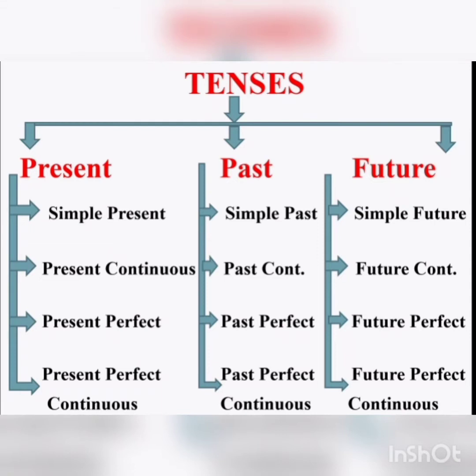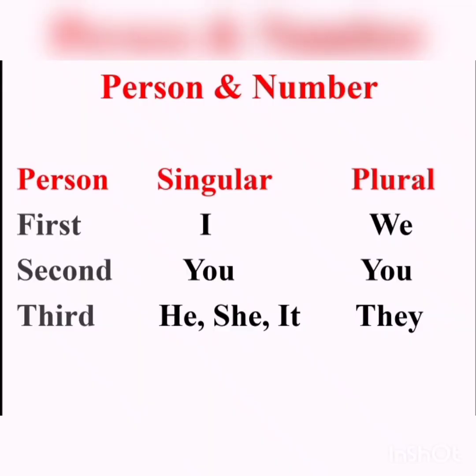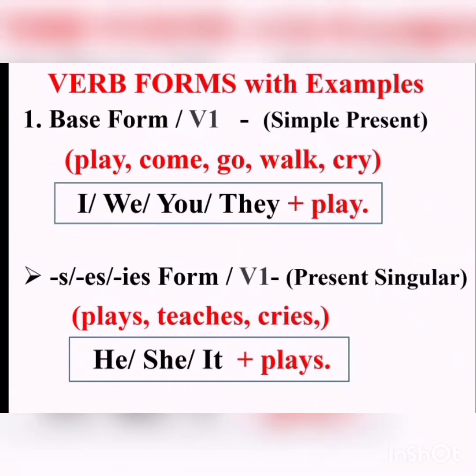Verb forms will vary with person and number as well as tenses. First person is I and the plural is we. Second person, both singular and plural are the same. Third person, he, she, it. அவன், அவள், அது அப்படின்னு சொல்லுவோம் தமிழில். They, அவர்கள், அவைகள் அப்படின்னு சொல்லுவோம். Now we shall study about verb forms with some examples.